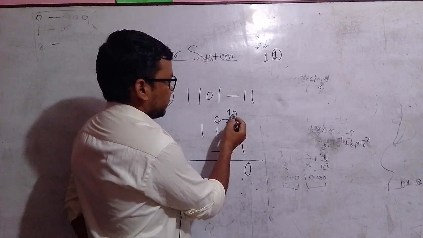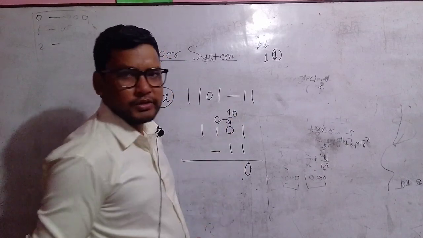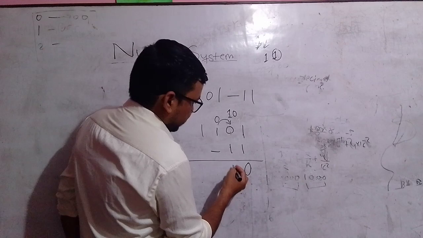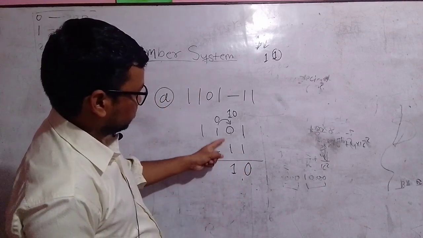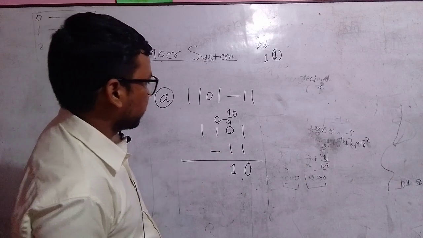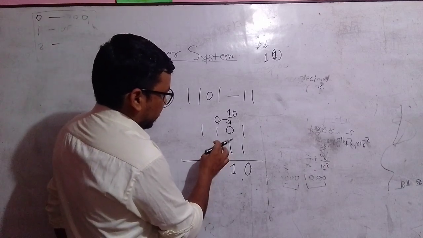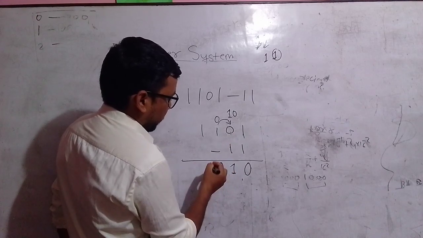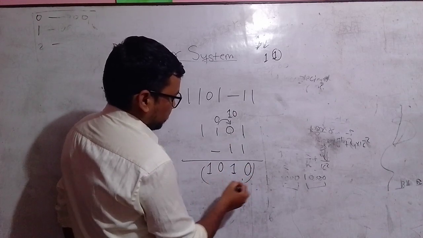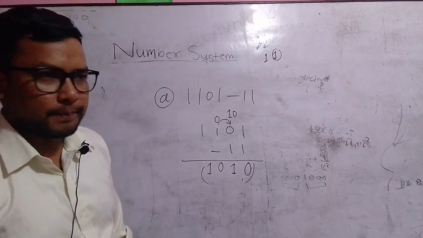Now if we subtract 1 from 10, then it gives 1. And here remains 0. Now 0 goes down and 1. This gives the result 1010.